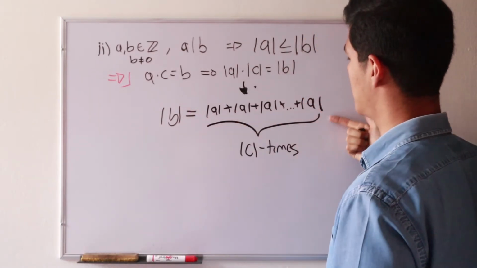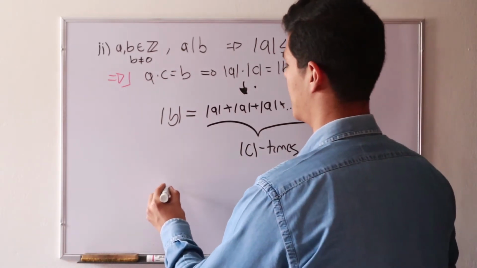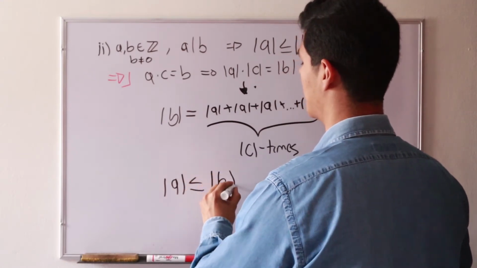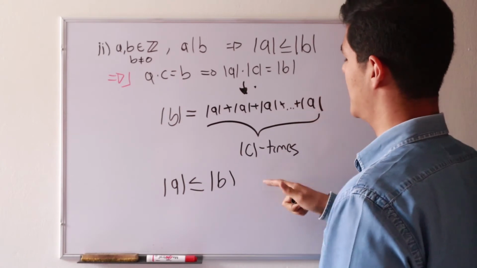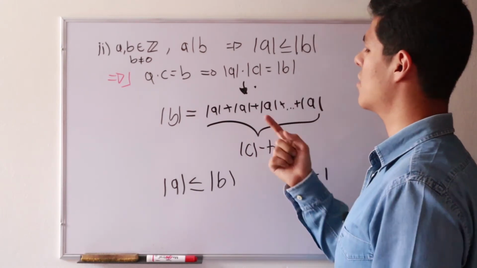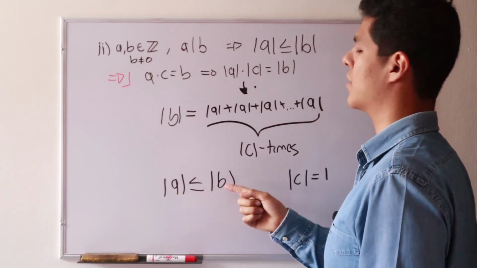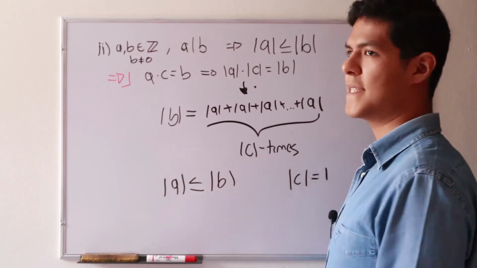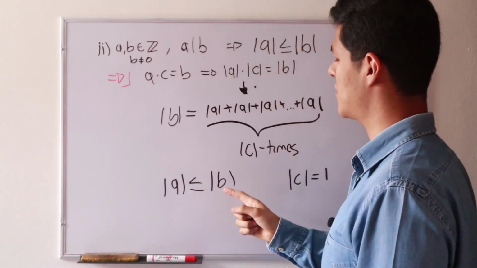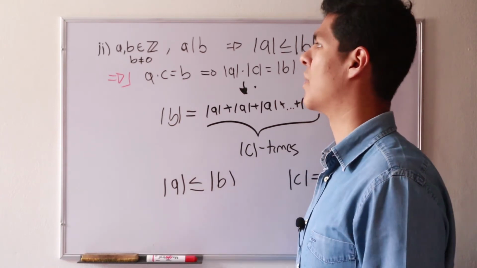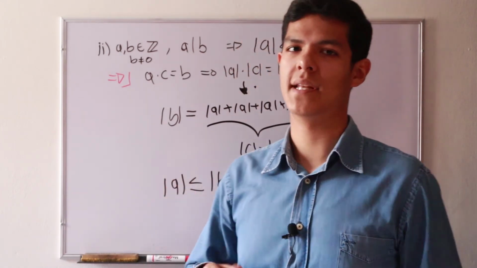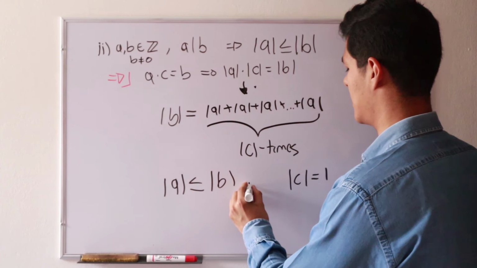But in this sentence, we can conclude that the absolute value of A is less or equal to the absolute value of B. Because if the absolute value of C equals 1, we can conclude that the absolute value of A is equal to the absolute value of B. But if C is a natural number different than 1, we can conclude that the absolute value of B is greater than the absolute value of A. So this is the second property, and we can conclude that this is correct.